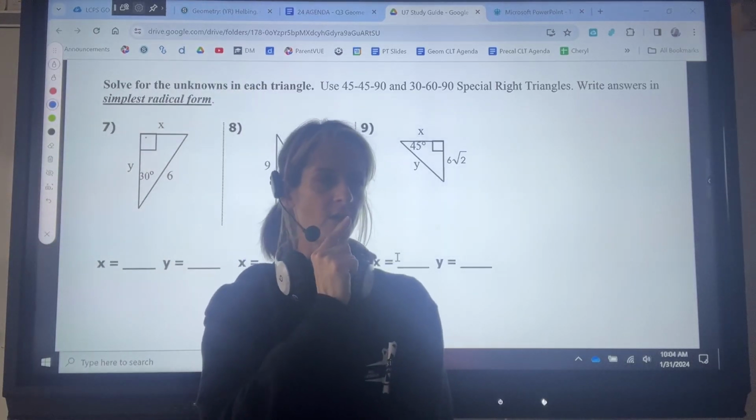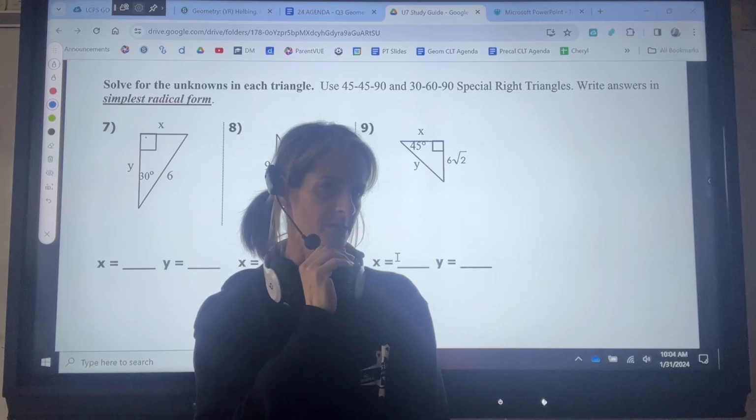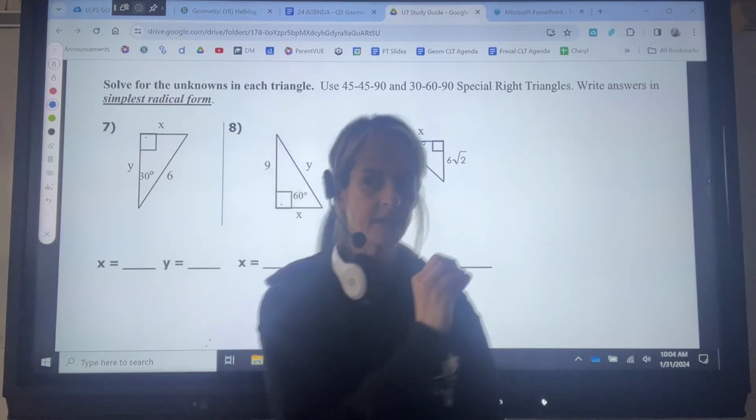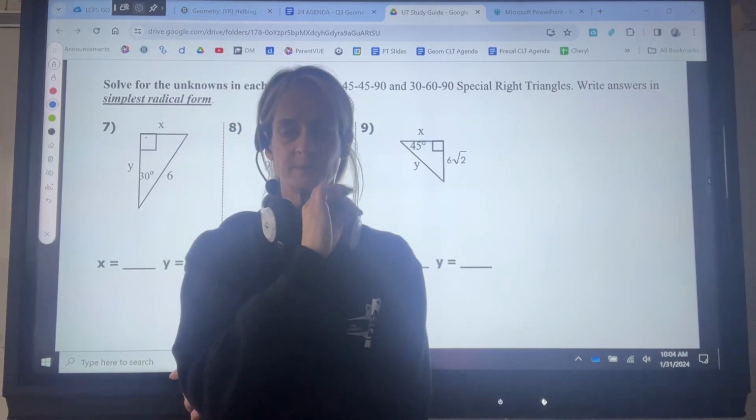What kind of triangle is this? What kind of special right triangle is this? 30, 60, 90.